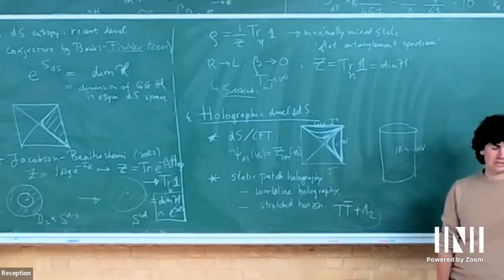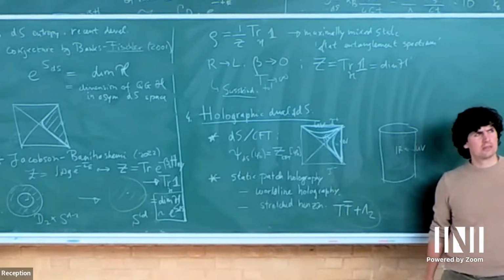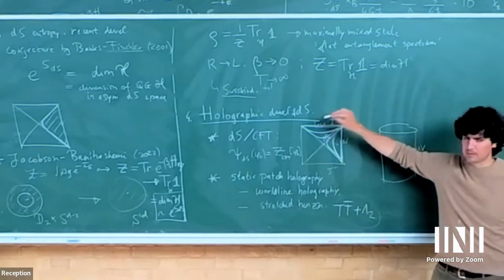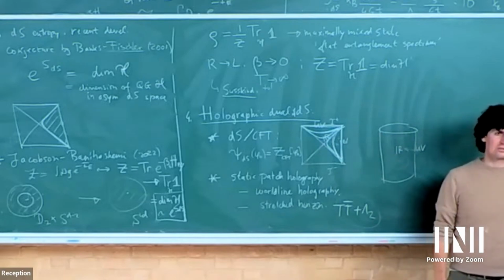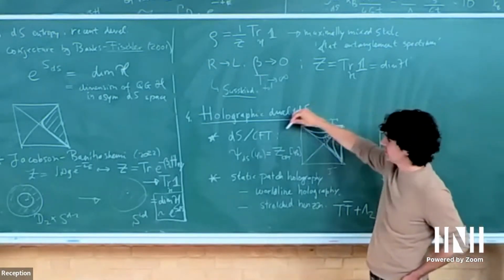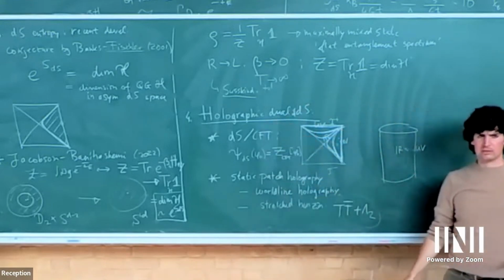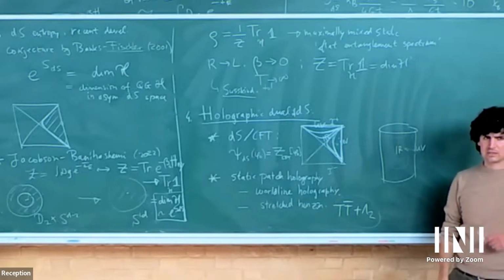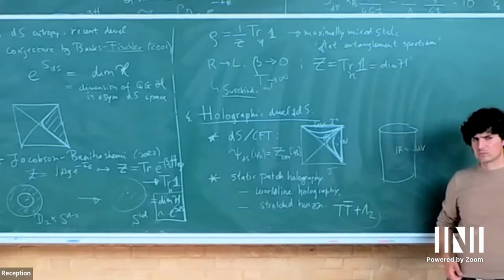Yeah, I agree with that. But then you might ask how they are related. I mean, I can do a transformation from static patch to global coordinates. People have tried to reproduce the entropy in this framework as well, using asymptotic symmetries, for instance, in 3D. It's called the static patch.